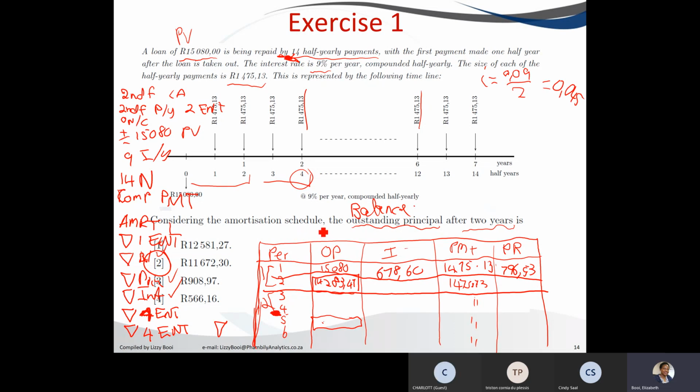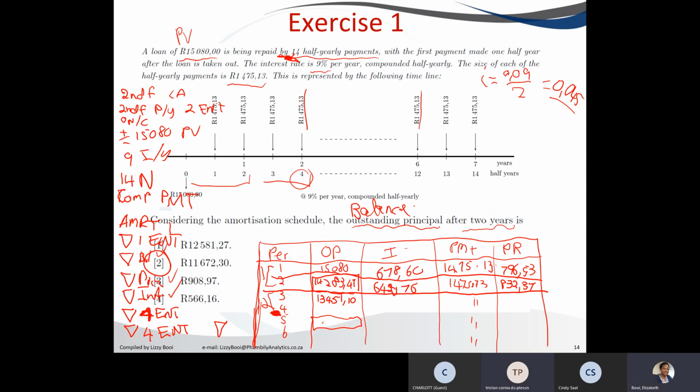So now you need to calculate your interest using that 14,283.47 multiplied by 0.045, and that will give you interest of 642.76. I just want to complete this line as well: 13,451.10, and my principal is 832.37.